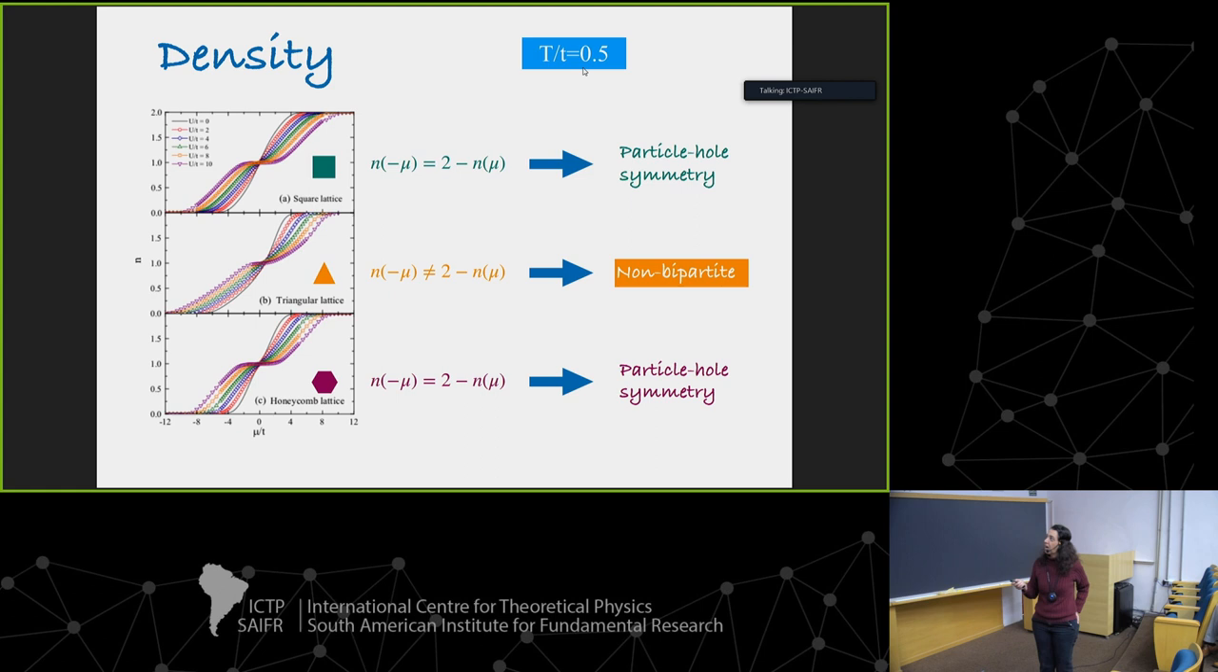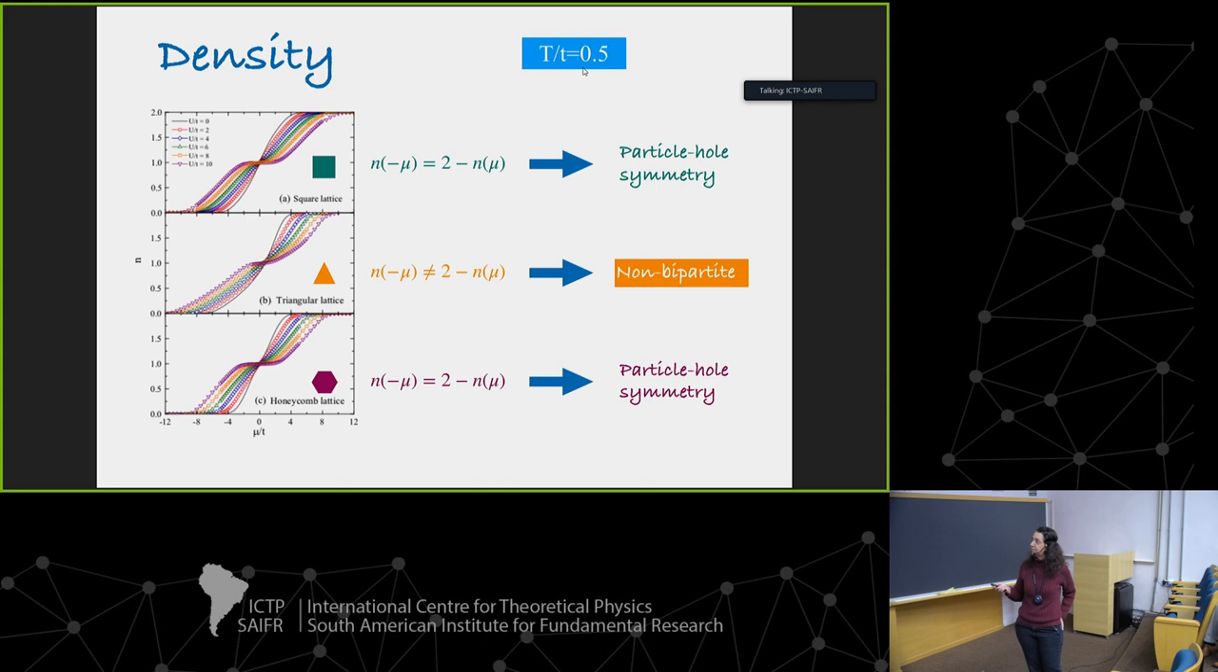Here I plot the density as a function of chemical potential, and these colorful lines are the different values of U. For U equals 0, we have the black line, where interactions are turned off, and then red, blue, green, orange, and the purple one, which is the highest U value we have. And once again, particle-hole symmetry is explicit here, where we see that N of minus mu is 2 minus N of mu for both the square and the honeycomb.